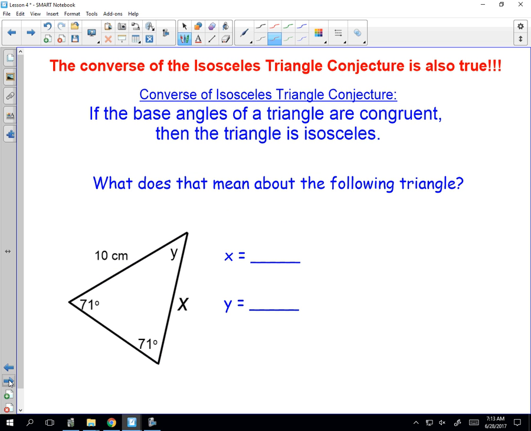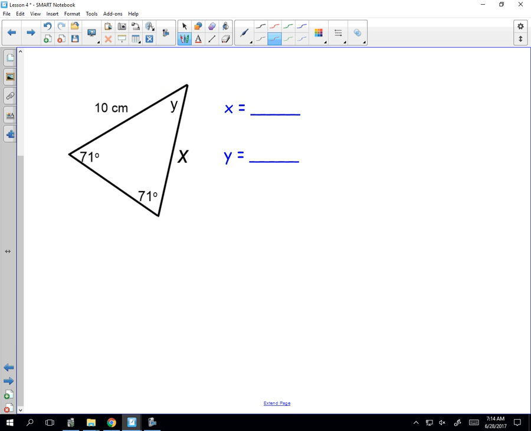Now, working through the converse. So we're just trying to flip around the statement and how it's worded. If the base angles of a triangle are congruent or equal to each other, then the triangle is isosceles. So we might not know that it's an isosceles triangle. But when we look at the picture, as soon as we know that the two base angles are equal to each other, then the side lengths across from those angles have to be equal to each other.